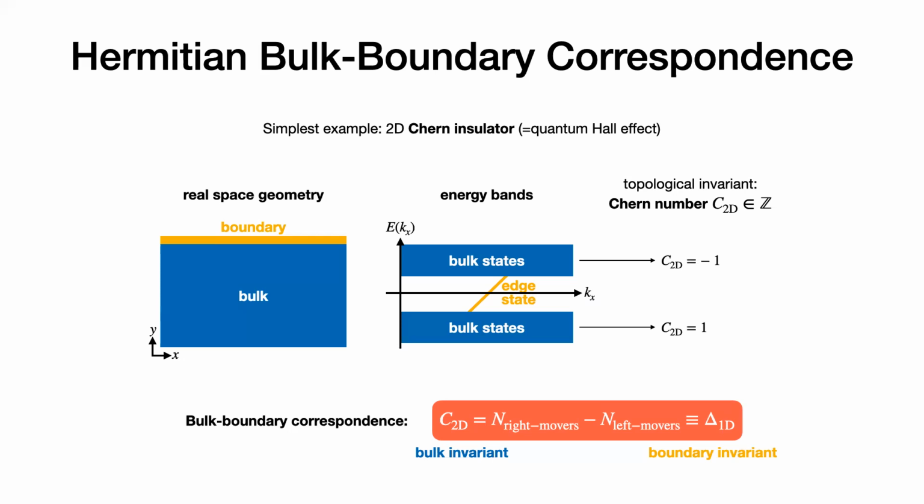Another thing you could do is add a crossing like this and then gap them out. But again, you have two right movers, one left mover. So both of these are topological invariants, and the bulk boundary correspondence states that they have to be equal. Okay, that's the Hermitian case. Are there any questions about this part?